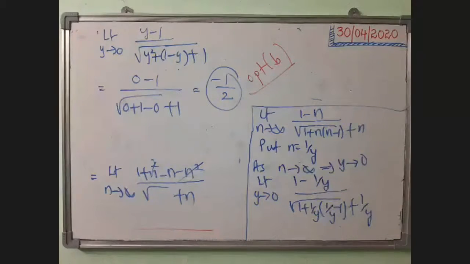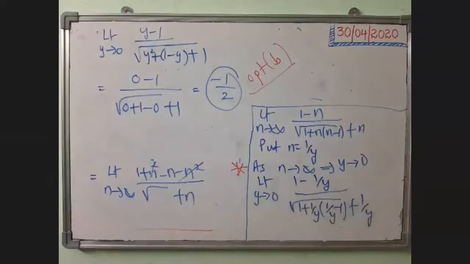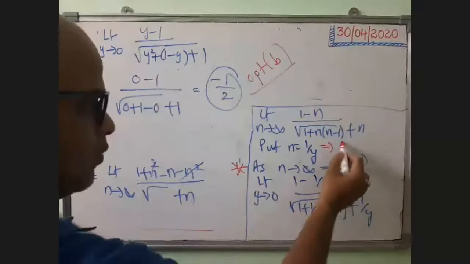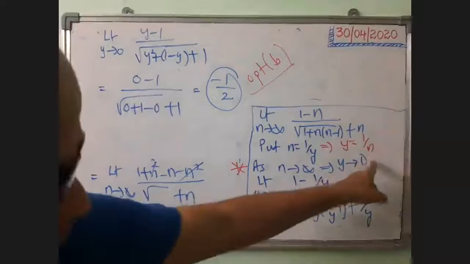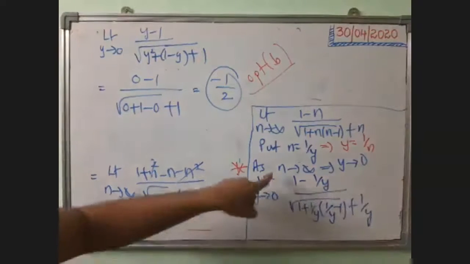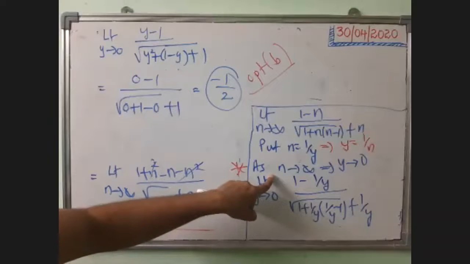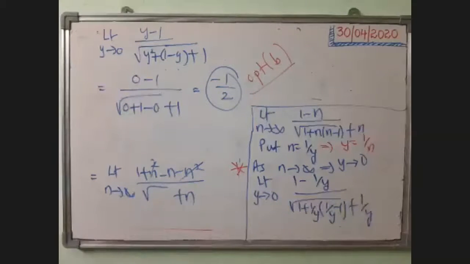And this part is more important. I have explained this for nearly 15-20 minutes in the class. If n equal to 1 by y, this implies y equal to 1 by n. What will happen if the n value is tending to infinity? 1 by infinity means 0 only. So that's why I have written this step: as n tends to infinity implies y tends to 0. This is the whole method. Many years back, we used to teach this, and it is the easiest method to solve.